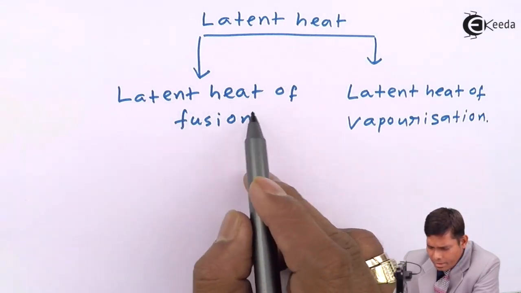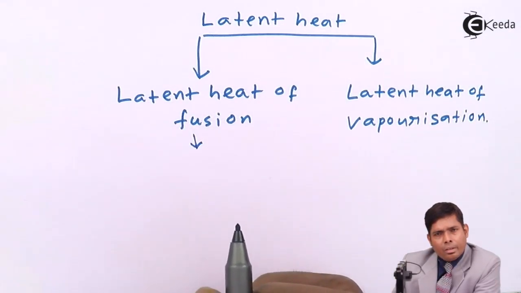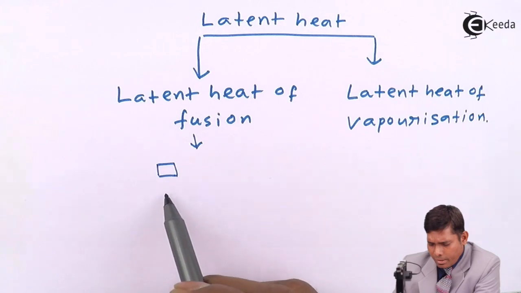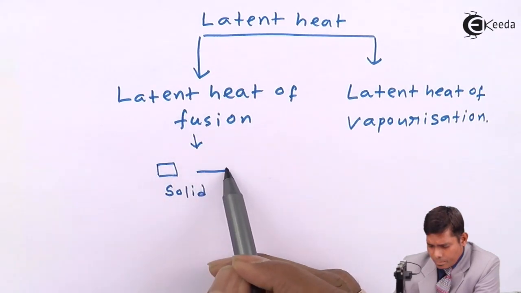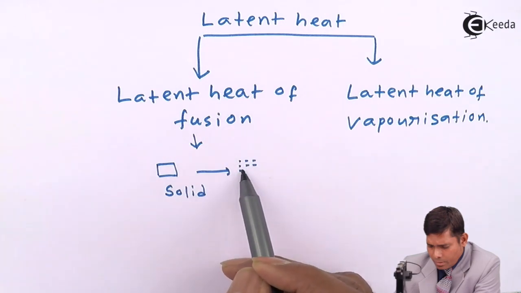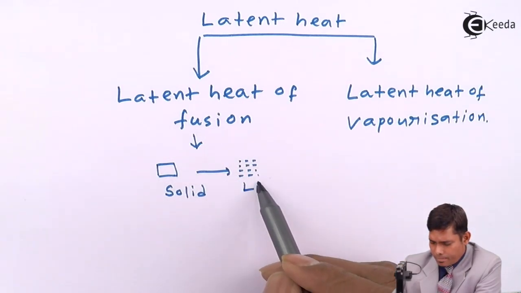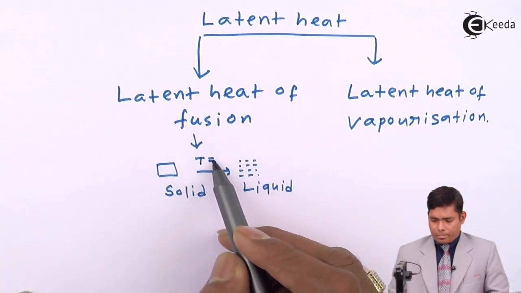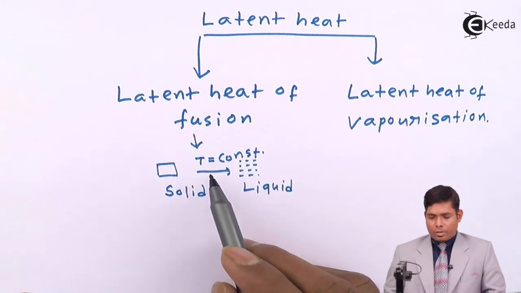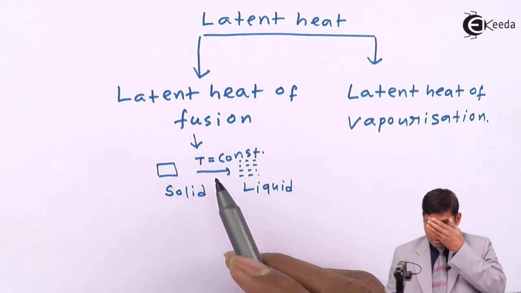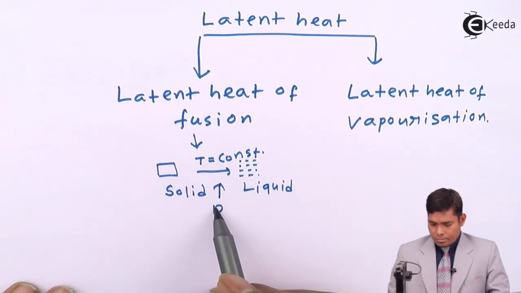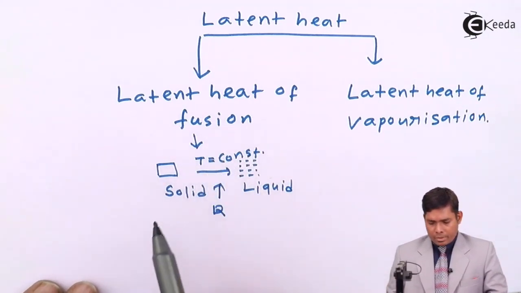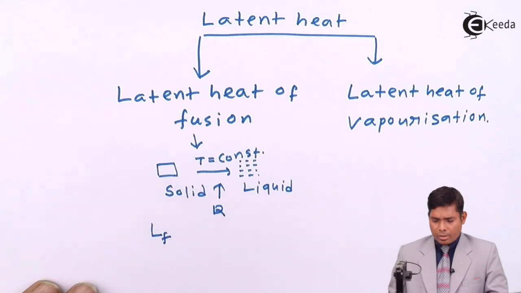So latent heat of fusion is defined as follows: here we convert unit mass of a solid to its liquid state. During this time, temperature remains the same. This temperature T is nothing but the melting point of the substance. So I'll write latent heat of fusion with the symbol LF.